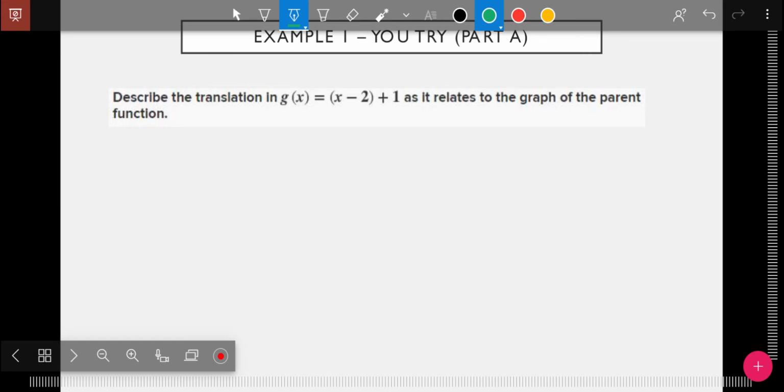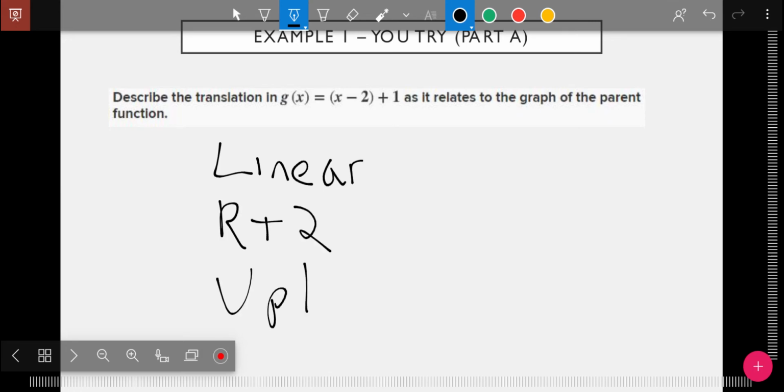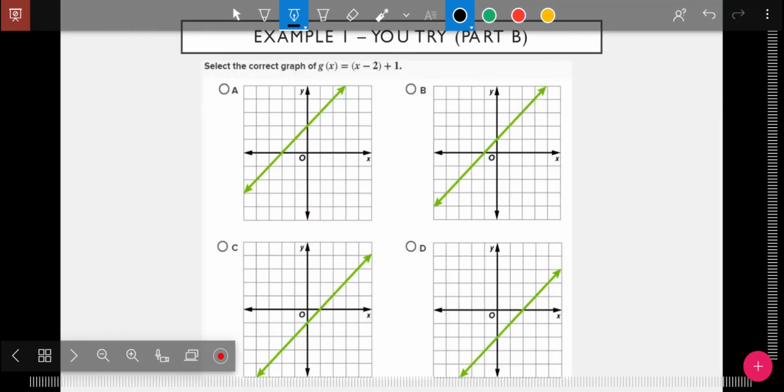All right, let's go over it here. First thing I would say is that it's a linear function because it is not x to the second or not x to the third. All right, and then it moved to the right 2 and up 1. Now, right 2 and up 1 would put it going through that place. Right 2, up 1, right 2, up 1. And so this would be the graph of it.